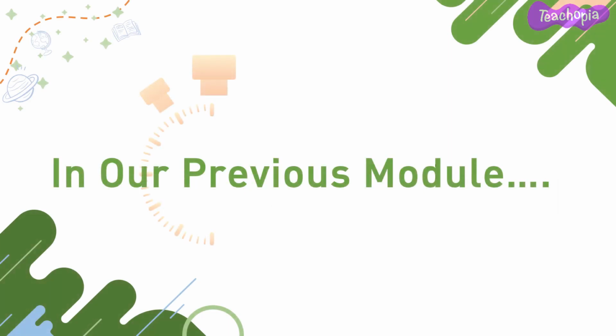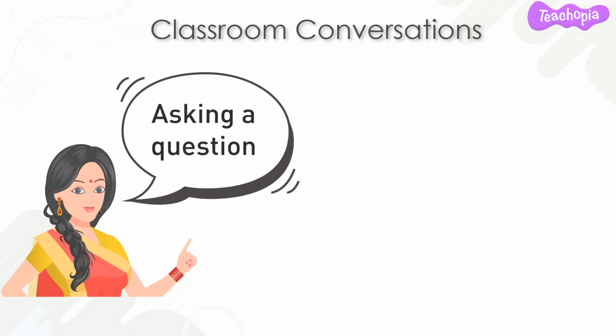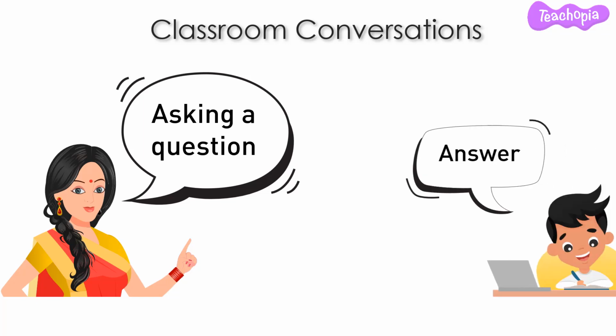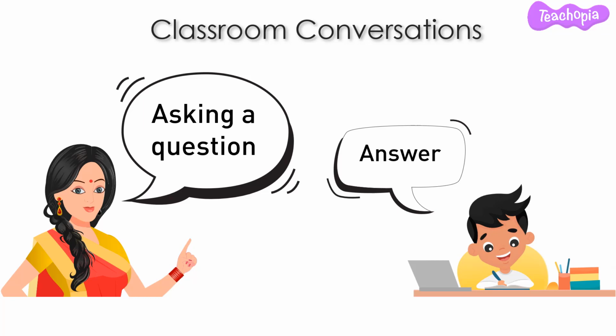So let's do a quick recap of the previous module. What did we learn in Classroom Conversations Part 1? We understood that to have a conversation in the classroom, the teacher must first ask a question and the student gives an answer, and that's how the conversation happens.